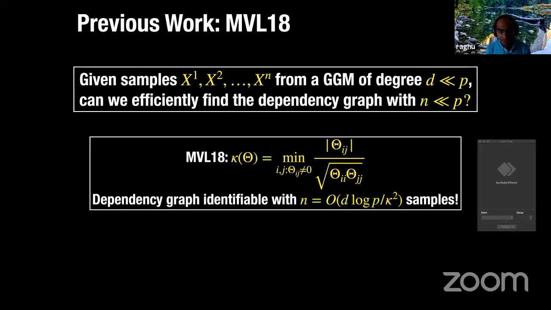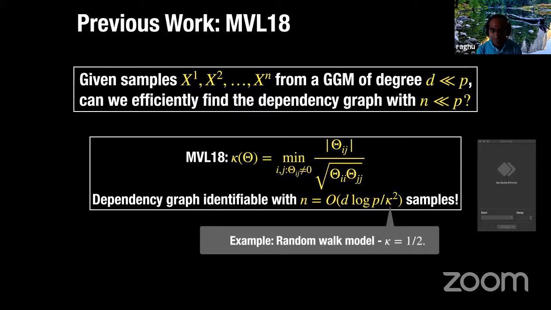And what they showed is that the dependency graph of any GGM with degree d is identifiable with roughly d log p by kappa squared samples. And this is very nice, because it's saying your recoverability only depends on these 2 by 2 submatrices, and intuitively some dependence on kappa is necessary. Because if you think of the off-diagonal entry as being really close to 0, you should not be able to detect it with few samples. And for example, if you go back to the random walk model and you do some calculations, you'll notice that the kappa, the pairwise correlation parameter there, was actually half.